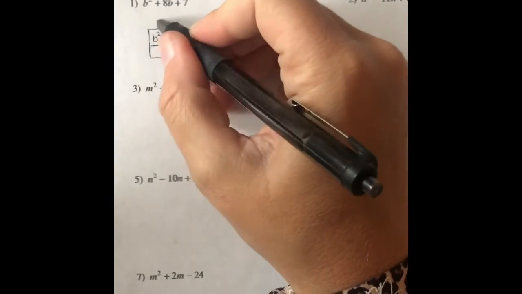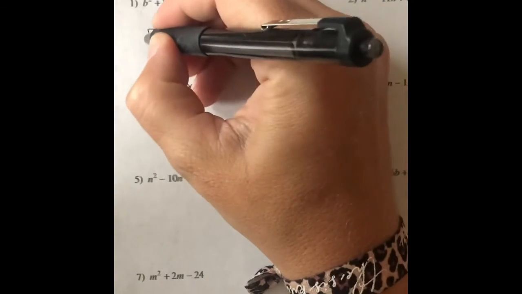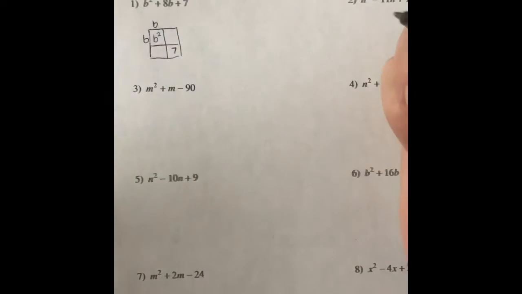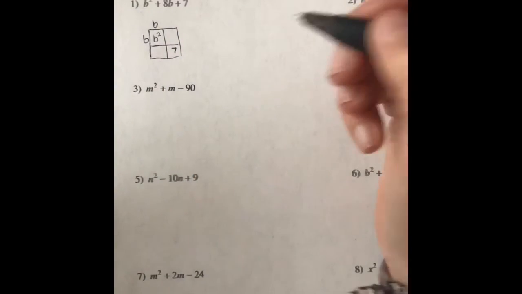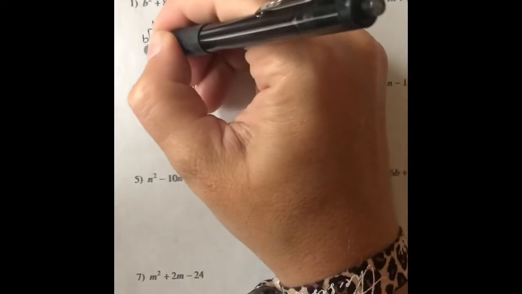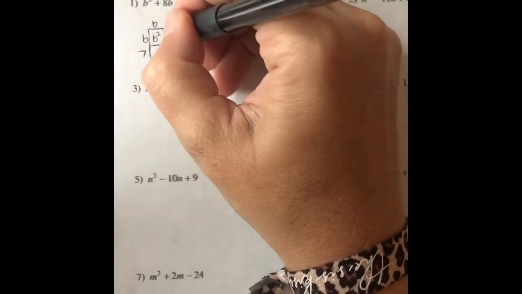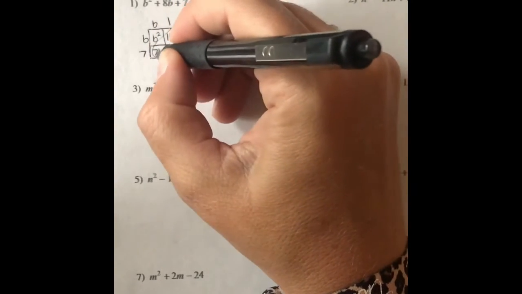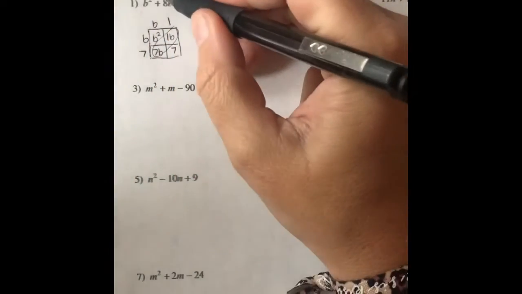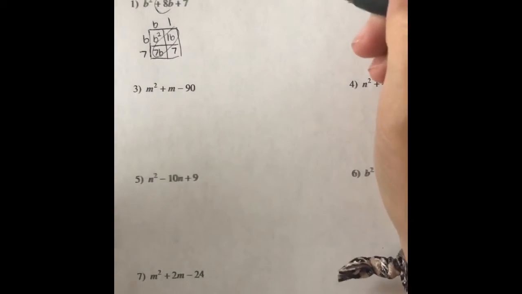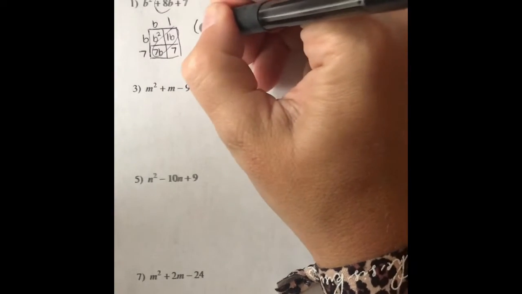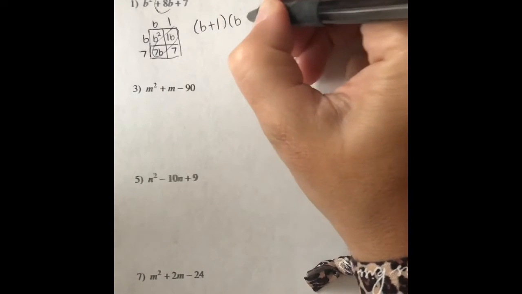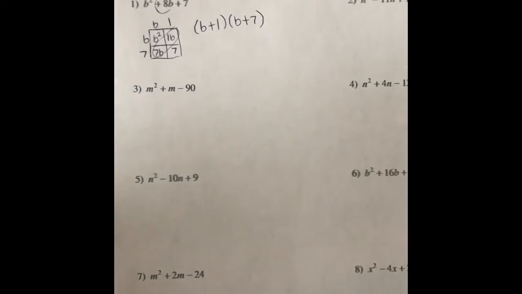So we're trying to figure out what times what equals b squared. Well, that's going to be b and b. Okay, and what times what equals 7? Well, there's only one set of factors that equals 7, and that's 1 and 7. All right, fill in our boxes here, and make sure that the combination of these two boxes does sum up to be positive 8, and it does. So therefore, our answer is b plus 1 times b plus 7.